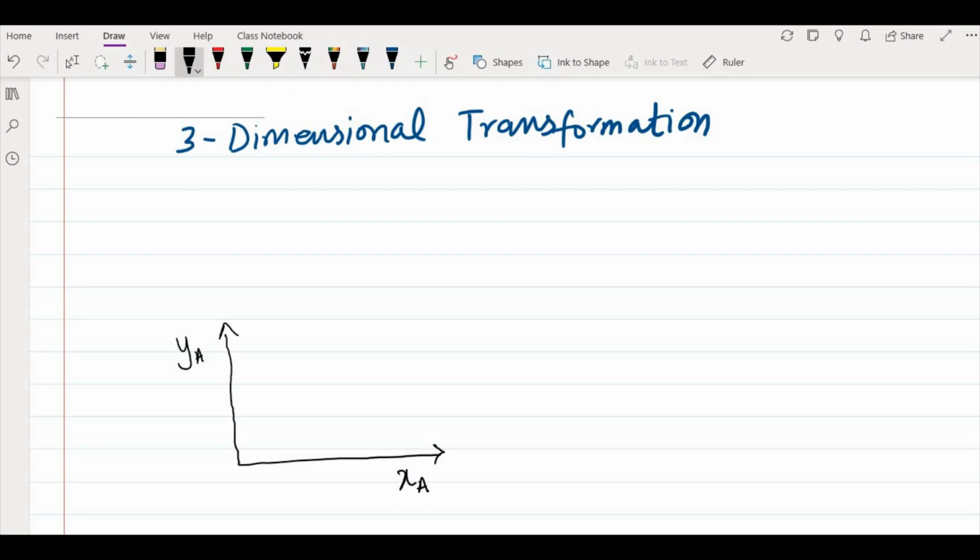And then this frame is rotated and translated somewhere here. You can say, okay, I think it's too close. Let's draw it a little bit further. So here we have frame B. So this is XB and we have YB.